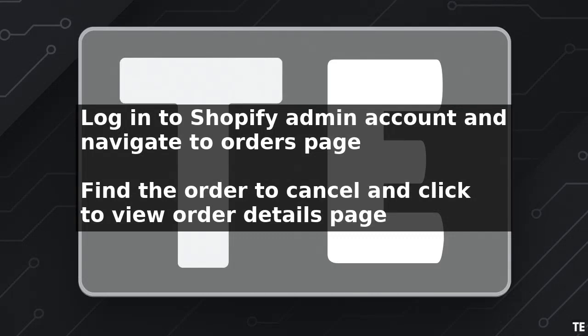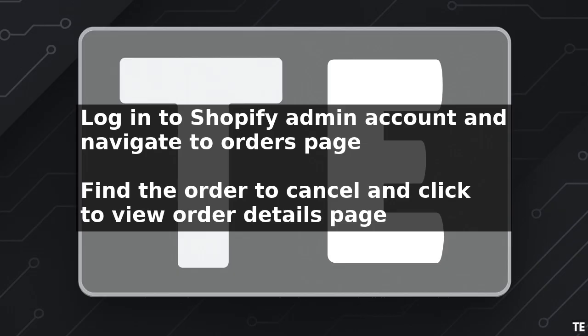To cancel an order on Shopify, follow these steps. First, log into your Shopify admin account and navigate to the Orders page. This page displays all the orders that have been placed on your store, including the order number, customer name, and order status. Find the order you want to cancel and click on it to view the order details page.